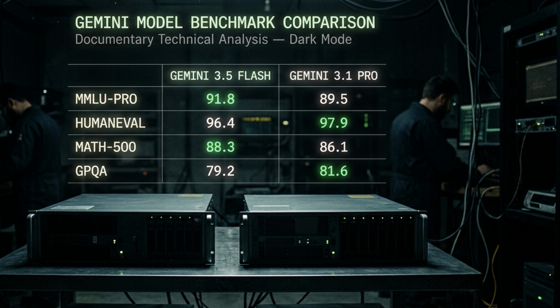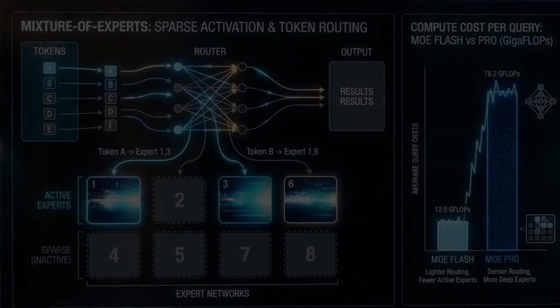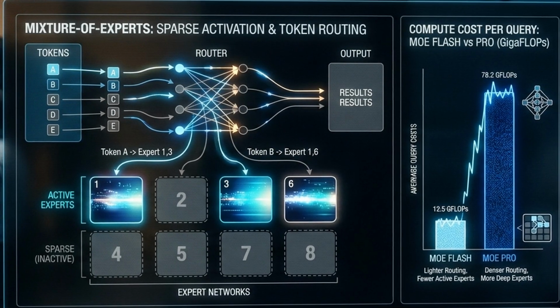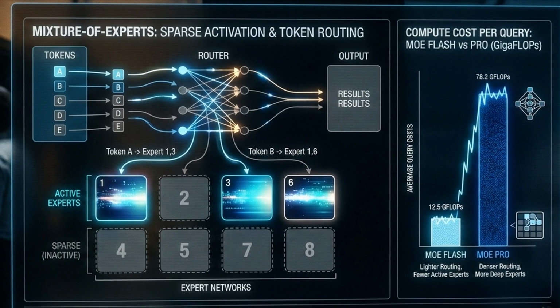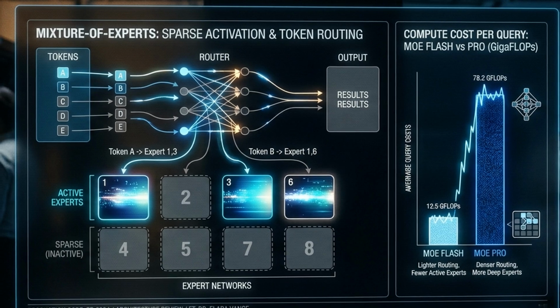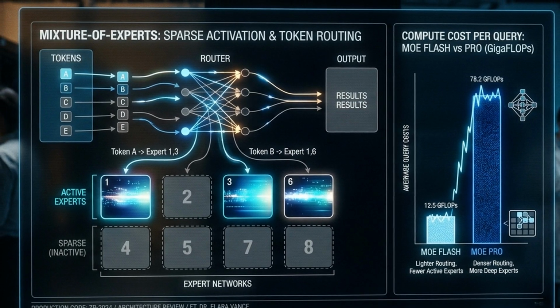Where does Pro still win? Long context retrieval beyond 500,000 tokens and certain niche multimodal video tasks. But for the vast majority of developer and enterprise workloads, Flash is now the superior model, and it costs nothing at the API level for standard rate limited access. How did Google pull this off?